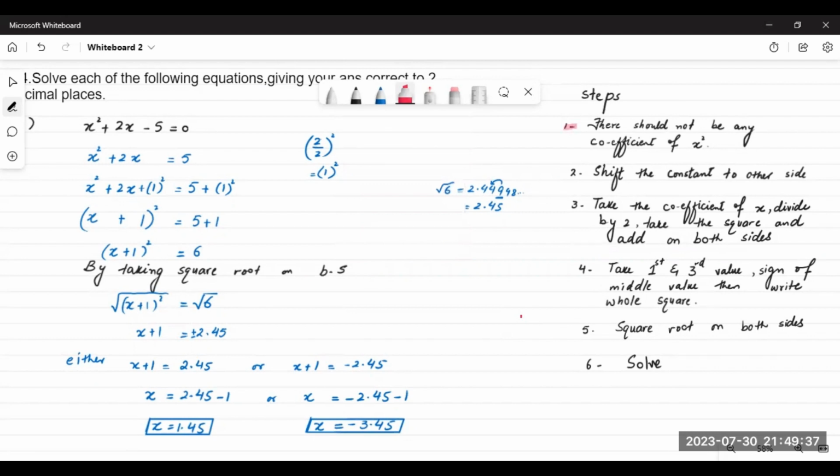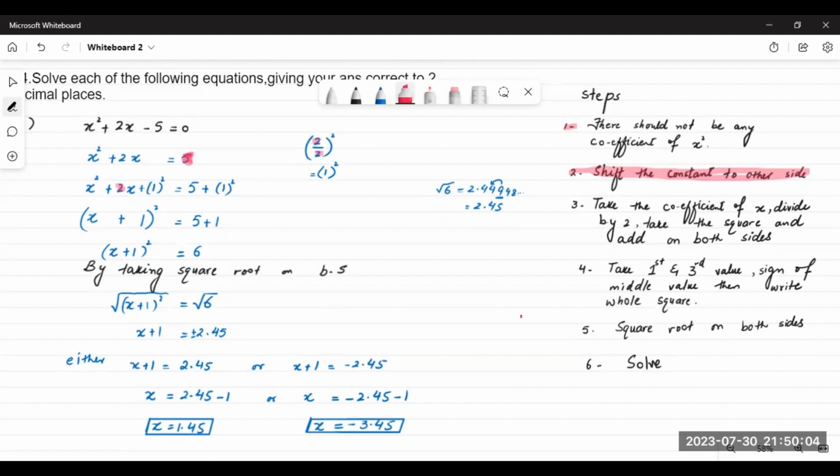Okay. Now the second step is to shift the constant to the other side. I shifted this constant to the other side. Here you can see. The third step is to take the coefficient of x, divide by 2, take the square, simplify and add on both sides. I have taken the coefficient of x, divided it by 2, taken the square, simplified and added on both sides.